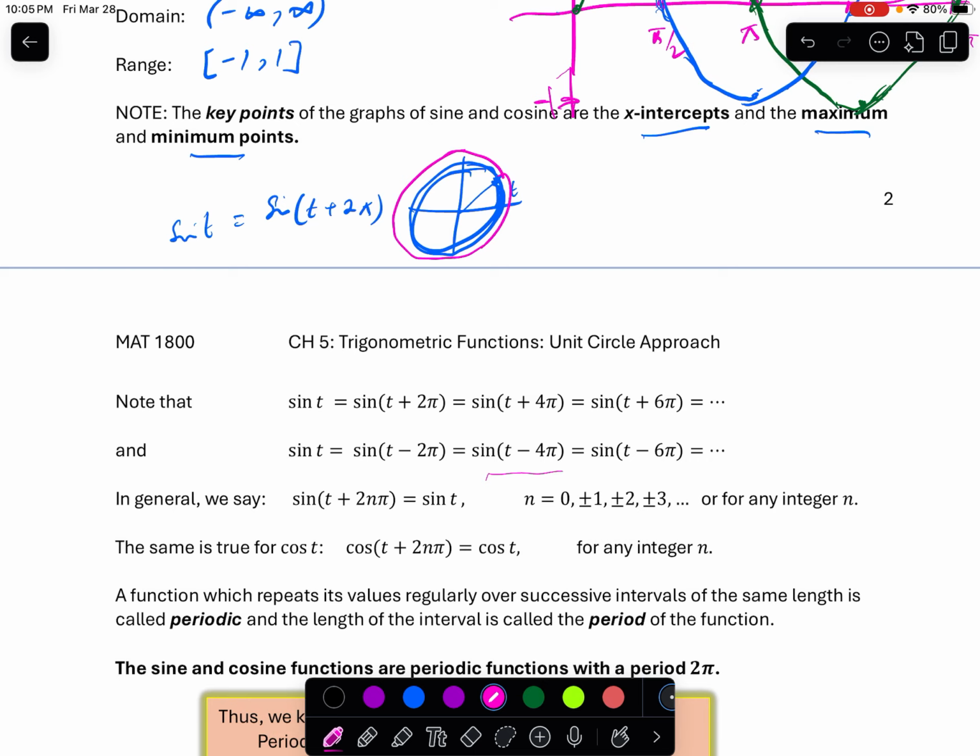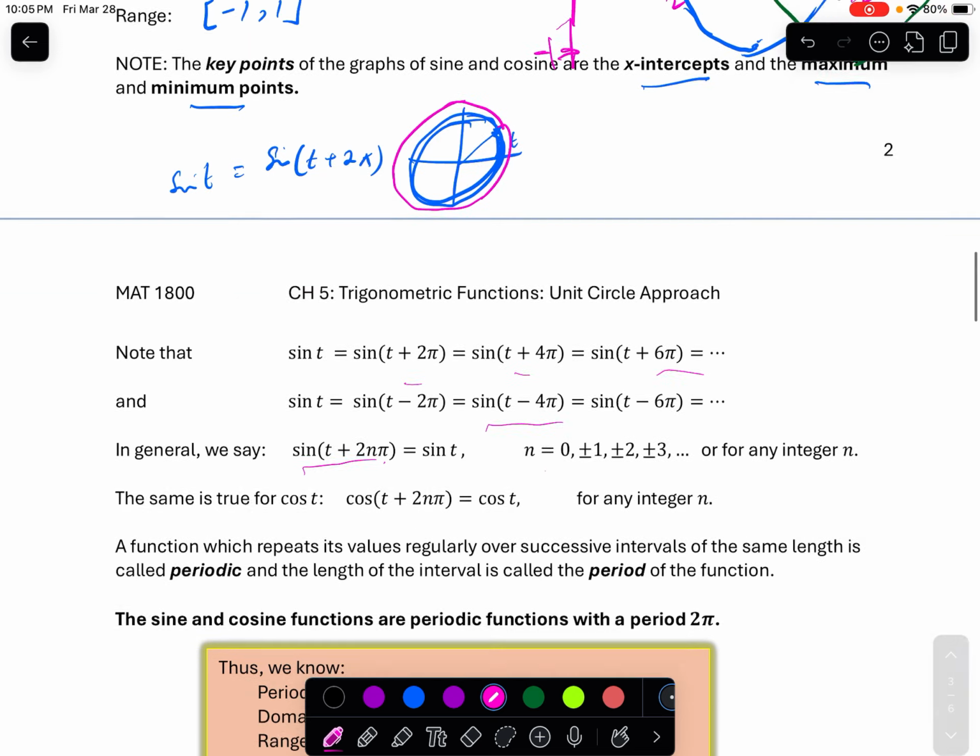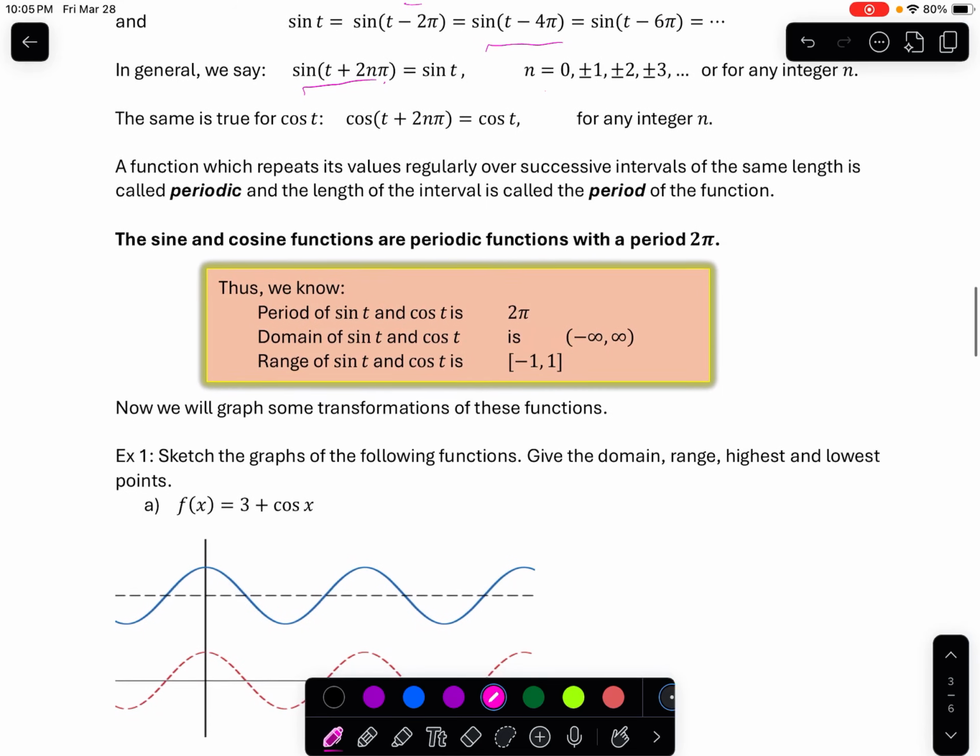So we saw this in the graphs of the sine and cosine. And we can in general say this. Instead of writing them individually, we can in general say that sine of t plus 2n pi is equal to sine of t, where n is 0, plus minus 1, plus minus 2, and so on. And the same is true for the cosine function.